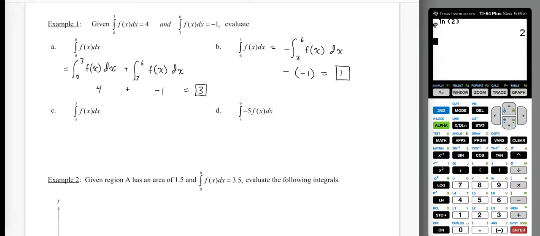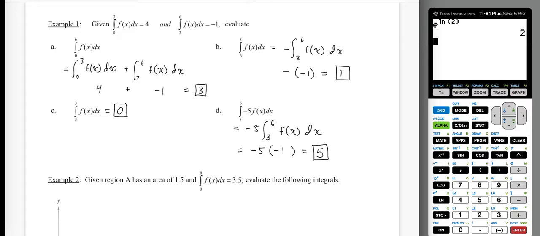C is pretty easy because if you're not going anywhere, you're not going to collect any areas. Then D, still going from 3 to 6, but now we have a constant multiple, so I can factor that out. -5, 3 to 6, f of x dx. So I'm going to have -5 multiplied by, it says right there that from 3 to 6, f of x dx is -1, so -5 times -1 is going to be equal to 5. All right, so that's example 1.